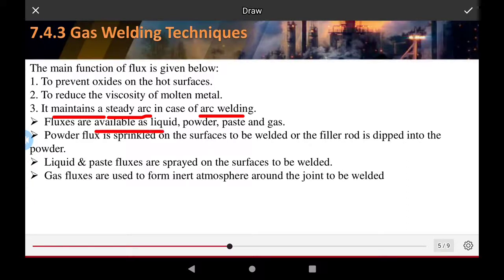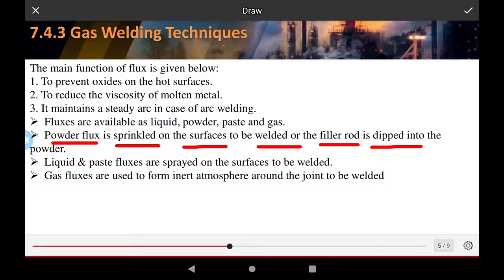Flux is available as liquid, paste, gas and powder flux. The powder flux is sprinkled on the surface, or the heated filler rod is dipped into the powder. Liquid and paste fluxes are spread on the surface to be welded. Fluxes are used to create an inert atmosphere around the joint being welded.